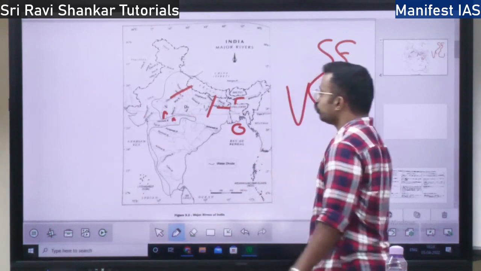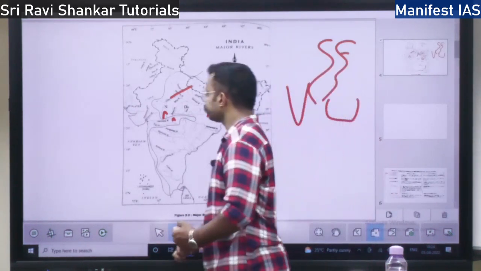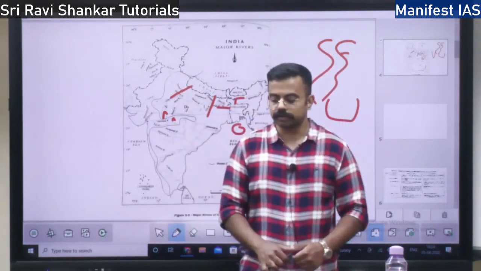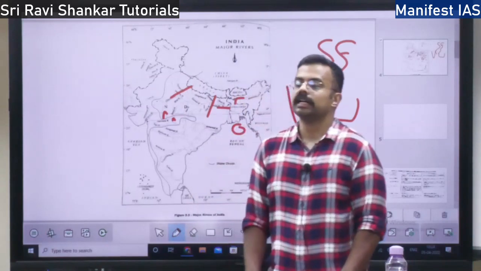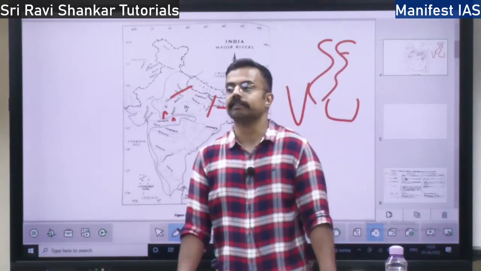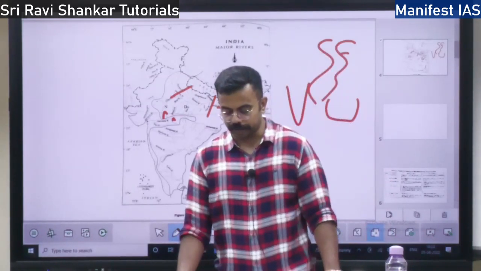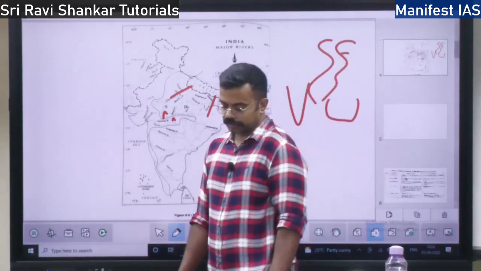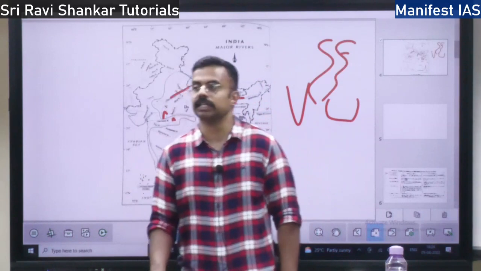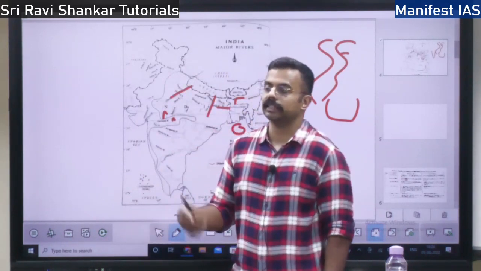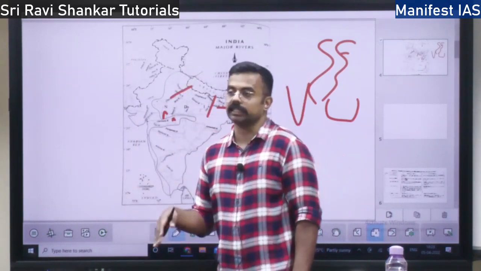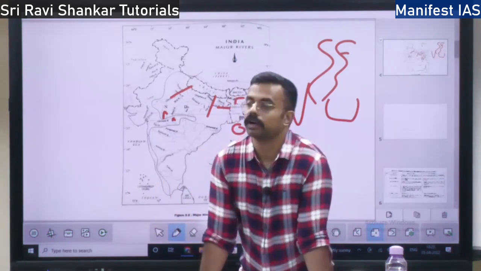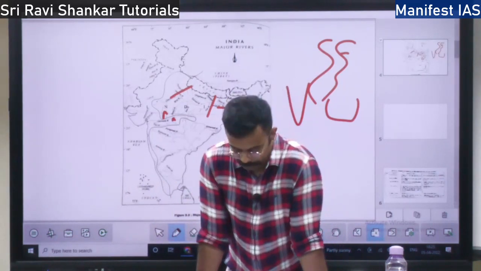Next, you have the Godavari River system. The Godavari is the largest peninsular river. It is also called the Dakshin Ganga, right? Because next to the Ganga, it is the largest. In the southern or peninsular region, it is the largest river.